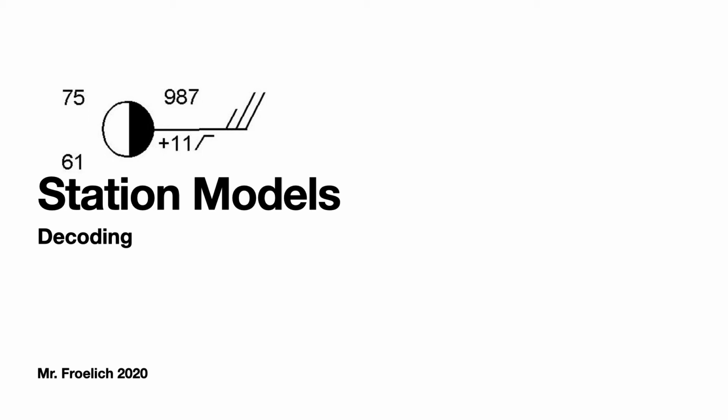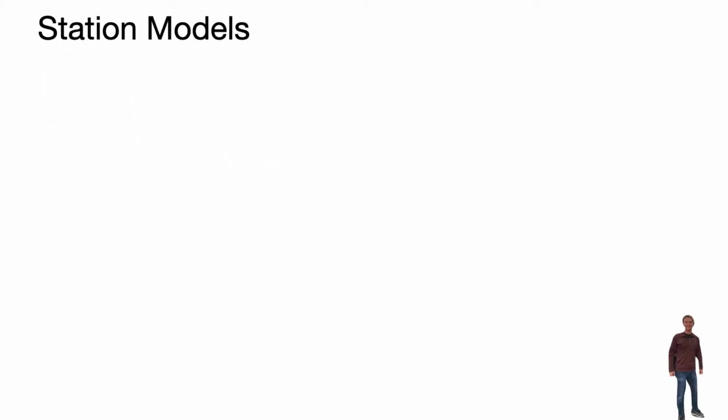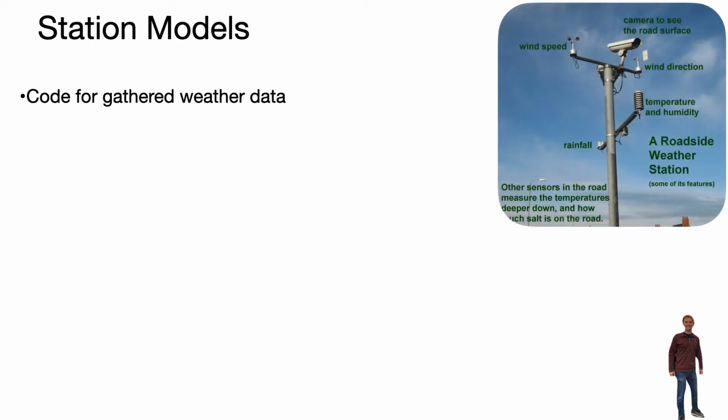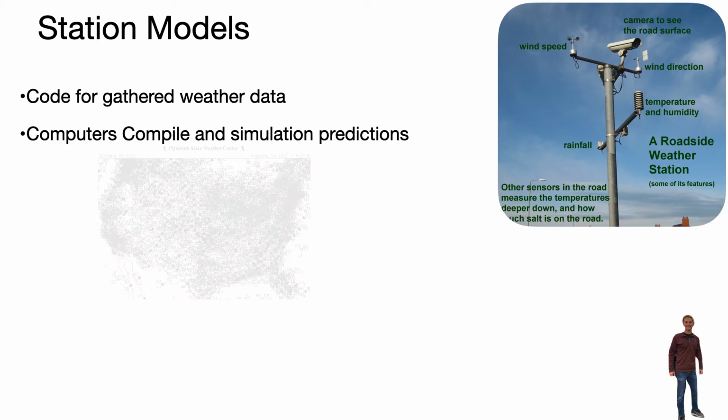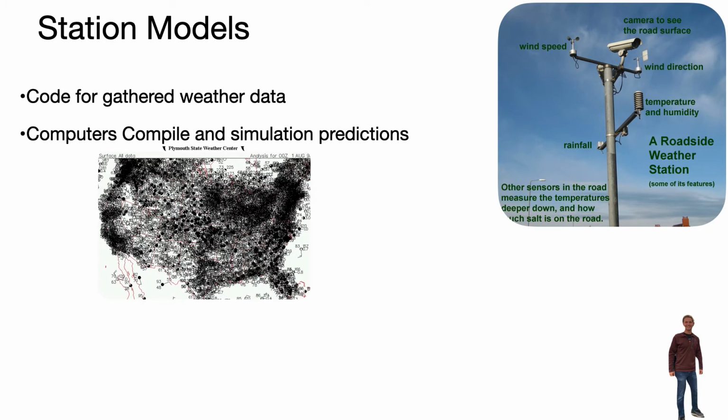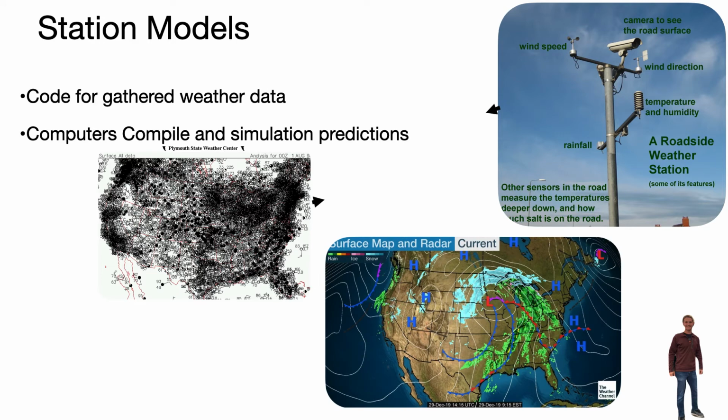Today's screencast will be going through station models and how to read them. Now, station models are an efficient way to code lots of weather data in a visual manner. That weather data is collected across the country from thousands of collection stations like the one you see here, which gathers different types of weather data, and then it can be compiled in a computer to create predictions. Now, using both of these things together is how we get our complete weather forecast that you will hear on the news.